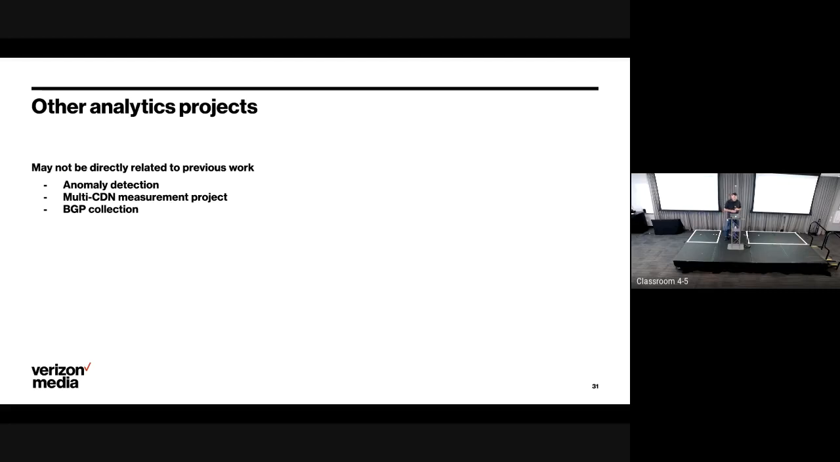We're doing a multi-CDN measurement project. This is basically doing beaconing across different CDNs. We have our CDN and other CDNs that we utilize, and we can do some beaconing and look at how our CDN compares to other CDNs. It's a very useful project as well. There are some different teams already utilizing some of that data within the organization. And then I mentioned BGP collection as well.